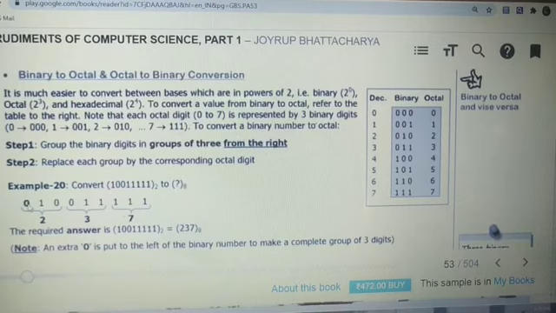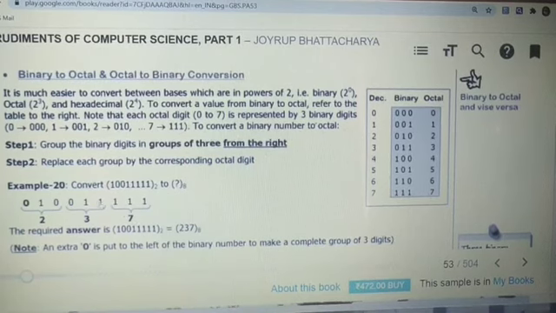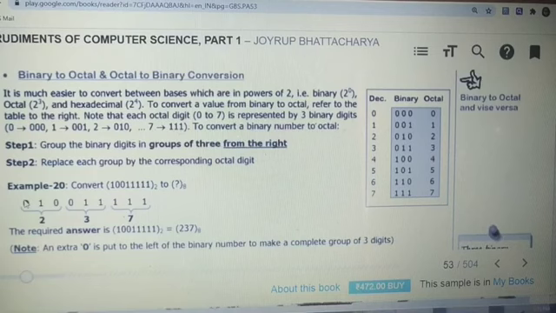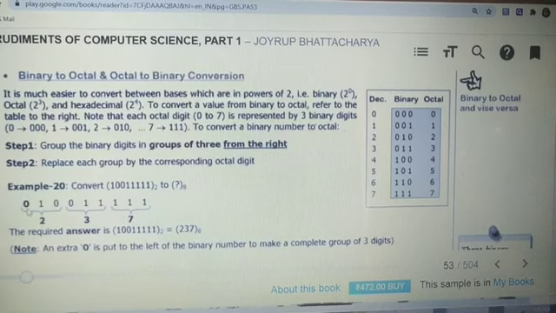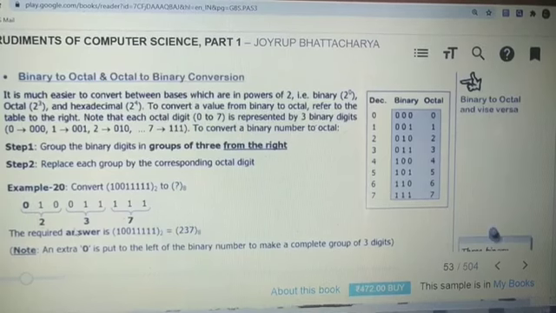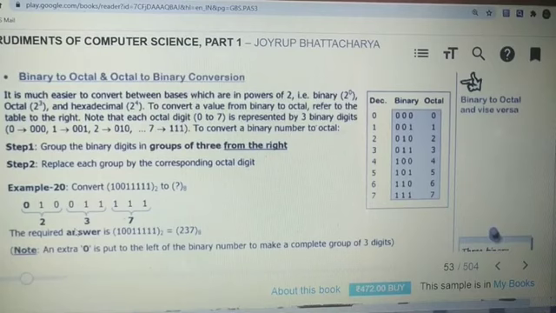So 111 means 7, so we put 7. 011 means 3, and here only 10 is there, but we have to fill the 3-bit representation. That's why we put a 0 in the third position, so it becomes 010, which means 2. So 10011111 in octal is represented as 237.